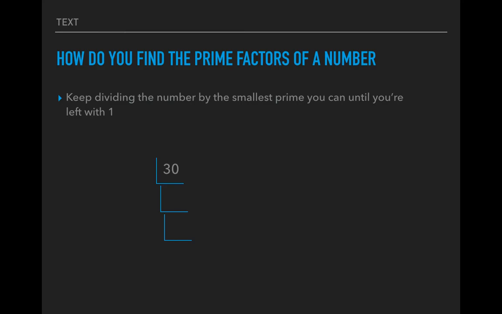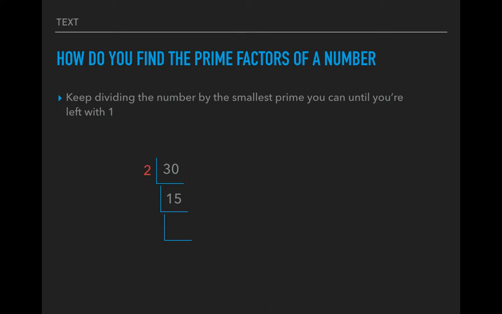Okay, how do you find the prime factors of a number? So you keep dividing the number by the smallest prime that you can until you're left with the number 1. So we're going to look for the prime factors of 30 to start with. Think about the prime numbers. We divide it by the smallest prime number that we can, and the smallest prime is 2. That will go into 30. 30 divided by 2 gives me 15.